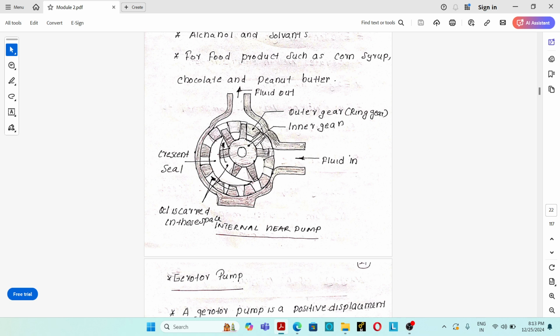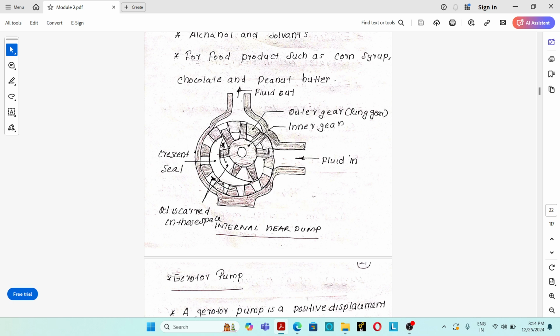See, between these two gears, there is a spacer. It is called a crescent seal. That is a stationary piece mounted between the two gears in the housing. Between the internal gear and external gear, there is a stationary piece known as a spacer that is mounted in the casing. So these are the construction features of an internal gear pump.